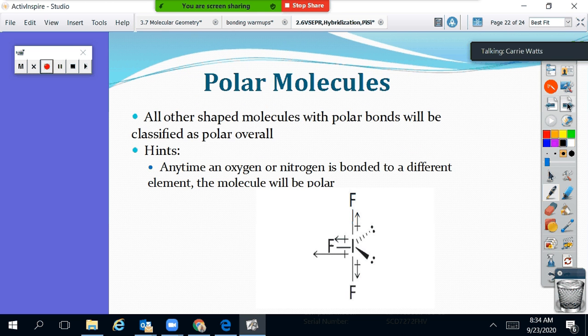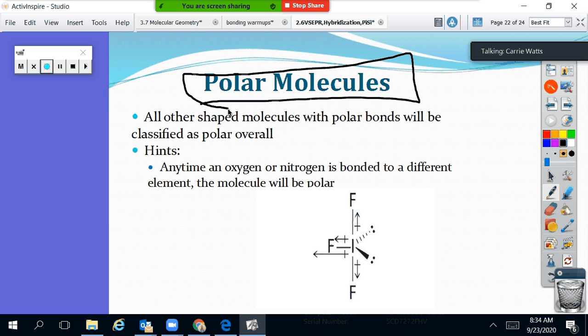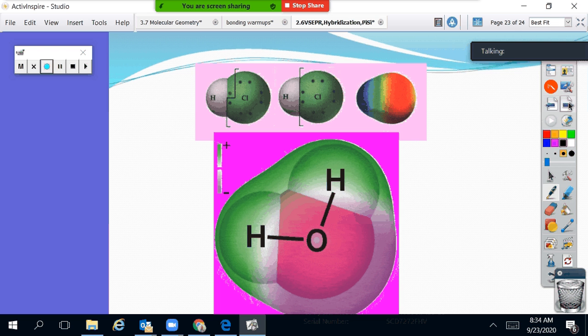Okay, let's just talk about polar for a minute. All other shaped molecules with polar bonds are overall polar. Okay, anytime an oxygen or nitrogen is bonded to a different element, the molecule will be polar. And here's just showing you water and hydrogen chloride up top. This is showing you electron density. Okay, so the red is where the electrons are, showing you that it's not uniform and that more of the electrons are to the right.